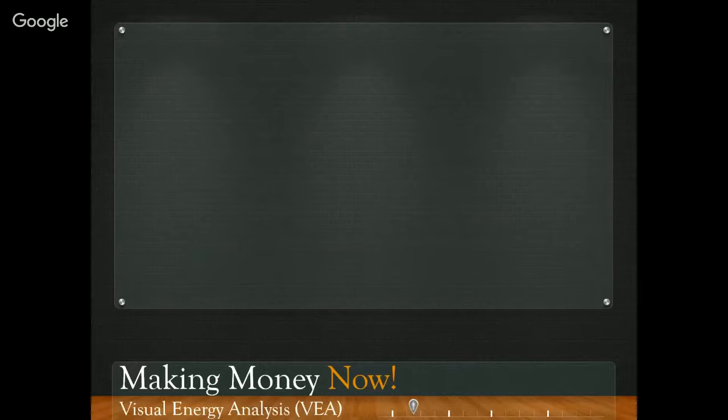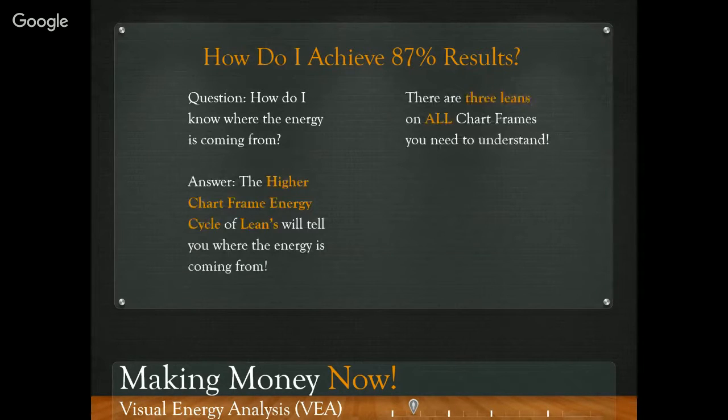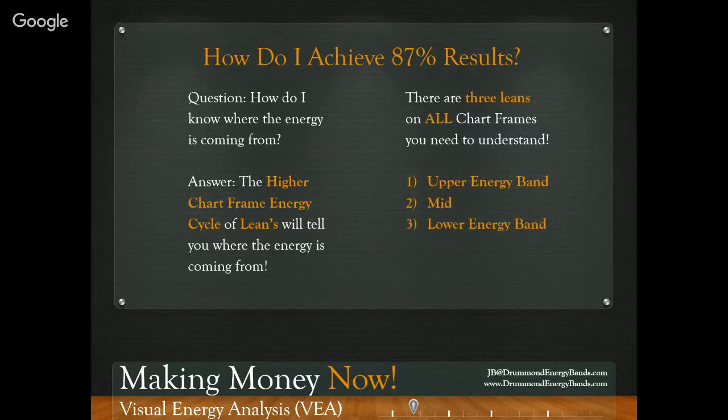So how do we achieve setups with an 87% AAA edge? More importantly, how do I know where the energy is coming from? And the answer is the higher chart frame energy cycle of leans. In other words, support and resistance will point you in the right direction. And there's three leans on all chart frames that we need to come to appreciate.